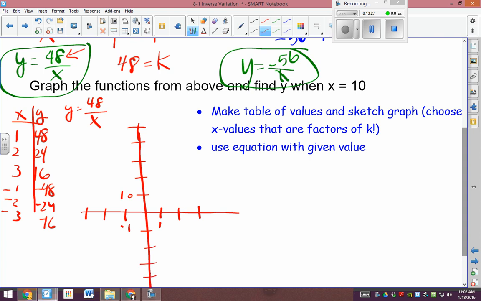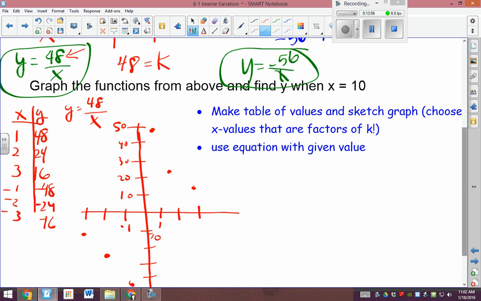So there's -10, and I'll do 20, 30, 40, 50. So (1, 48) is approximately there. (2, 24) is approximately there. (3, 16) is about there. Let's do the other ones. (-1, -48) is down here. (-2, -24) is here. (-3, -16) is about here.